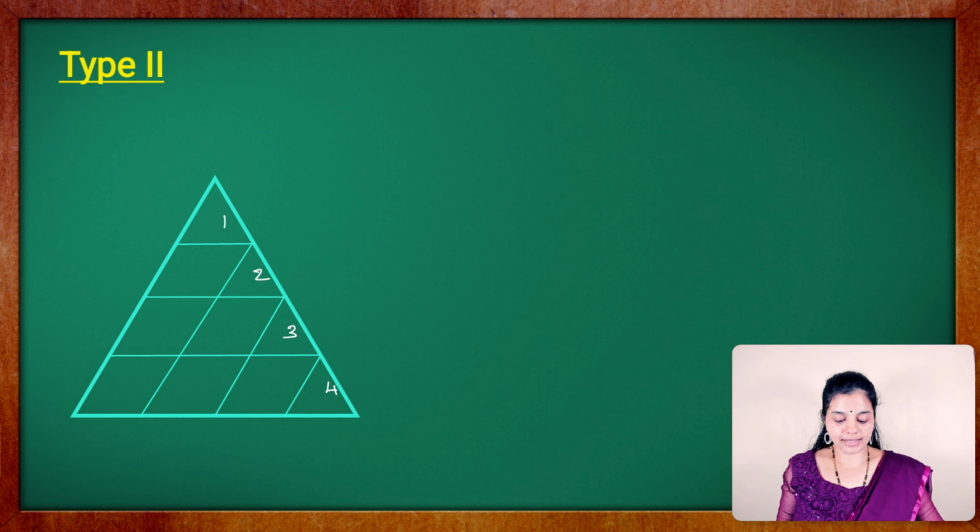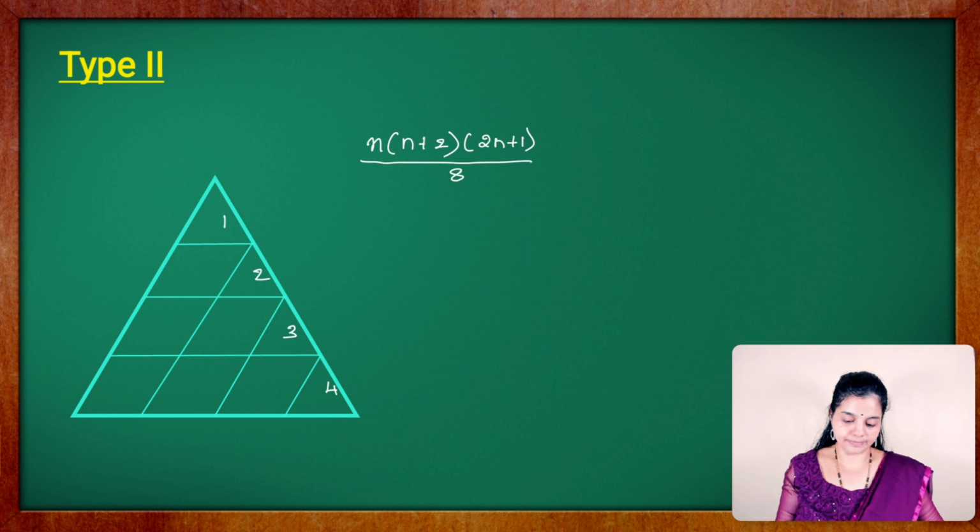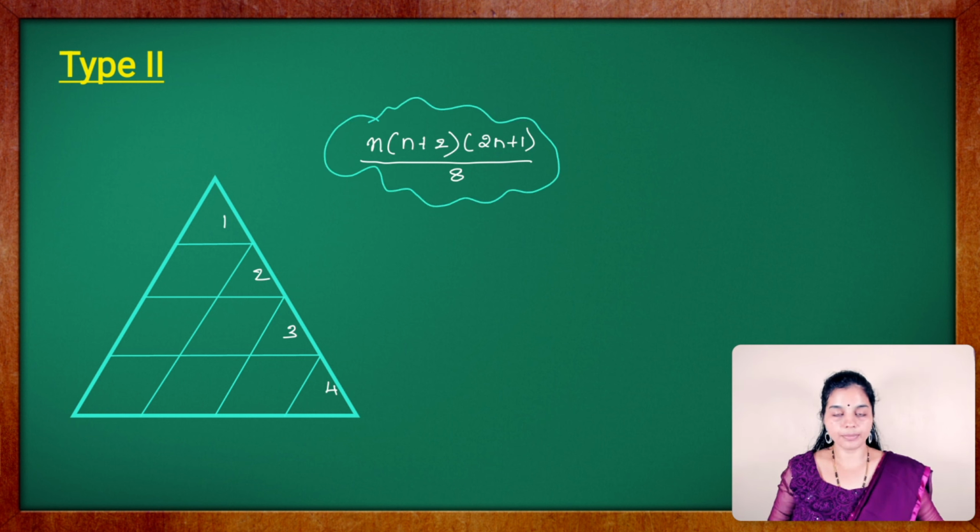So horizontal lines have divided the triangle into 4 parts, and we will use the formula n into n plus 2 into 2n plus 1 divided by 8. So we will be making use of this formula for triangles of the given type as in the figure. So now the value of n is 4 here. So we need to substitute the value of n and now let us solve it.